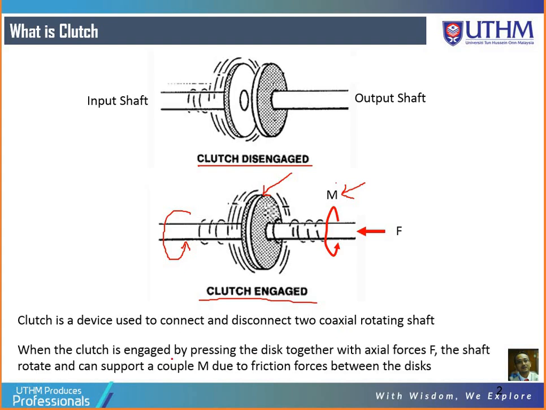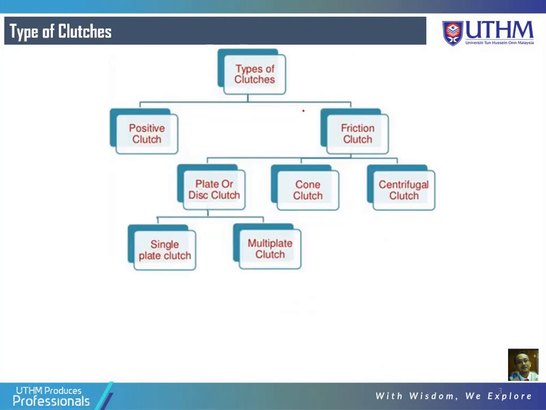That is, when there is an engagement by pressing the discs together with the axial force F, the shafts rotate and can support a couple M due to friction forces between the discs. Now we will look into the types of clutches available. Mainly there are two types in general, which are the positive clutch and the friction clutch that we are going to focus on more.